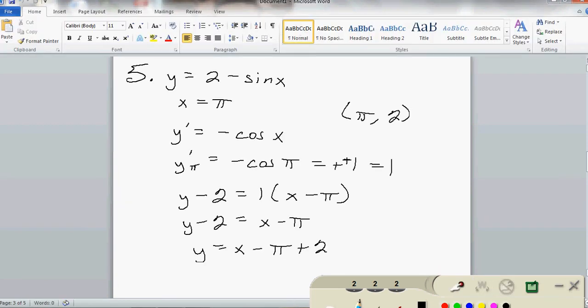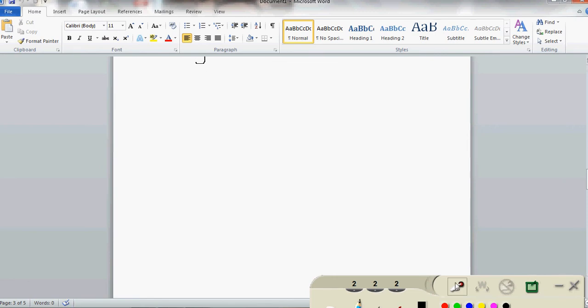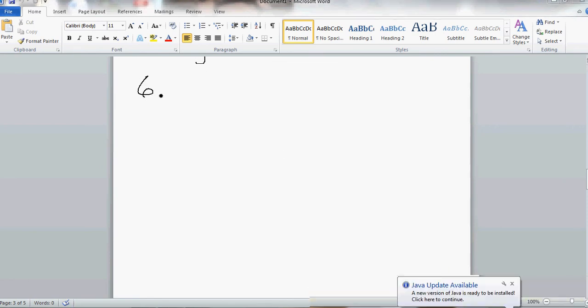Example number 6. We need to find all points on the curve y equals sine of x.